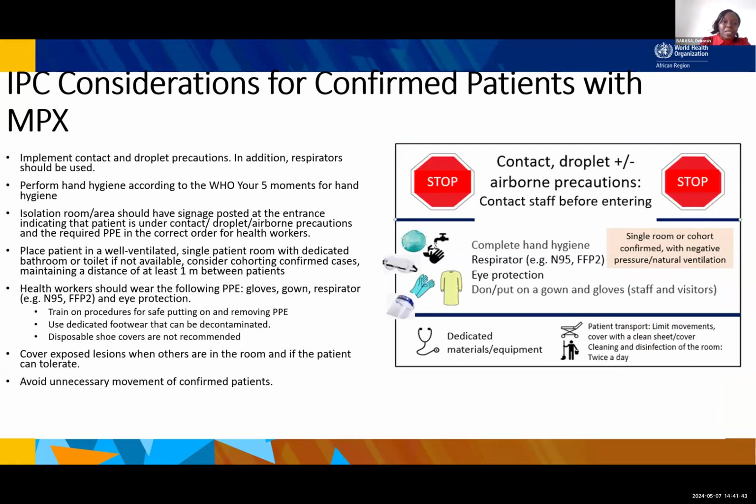For confirmed cases, again, contact and droplet precaution, and in addition, respirators should be used, along with the 5 moments of hand hygiene. Then we need an isolation room or area with proper signages on contact and droplet or airborne precautions and the right PPE. You can see this is one of the signages which can be used. They should wear the right PPEs for the case: gloves, gown, respirators, and eye protection. And in case of movement, they need to cover the exposed lesions and avoid unnecessary movements.